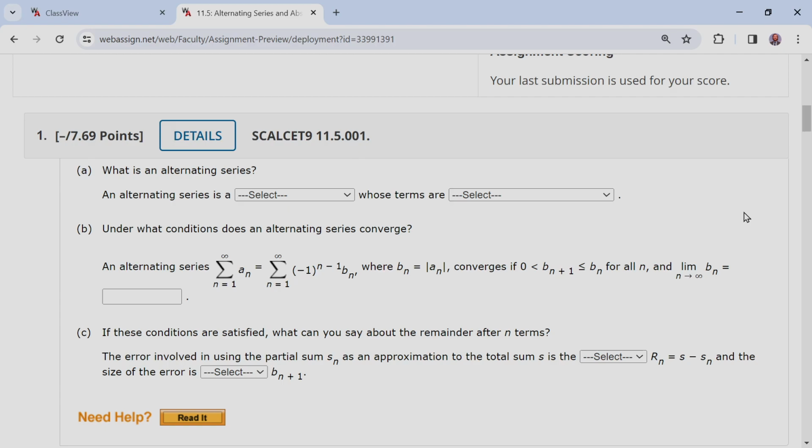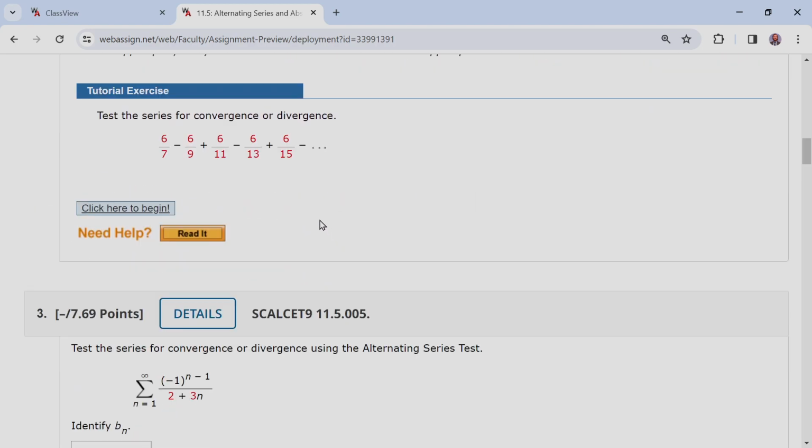If these conditions are satisfied, what can you say about the remainder after n terms? Oh yeah, the error is less than b sub n plus 1, which is actually kind of nice. So if you approximate the sum by the sum of the first n terms, then the sum is going to be in error less than the next subsequent term. And if you draw yourself a picture, you can convince yourself of that. There's a picture in the text for this idea.